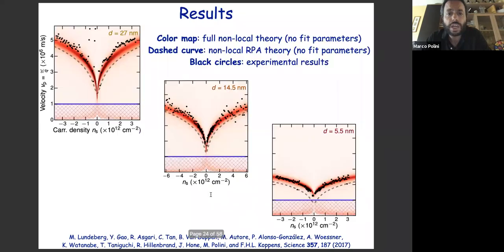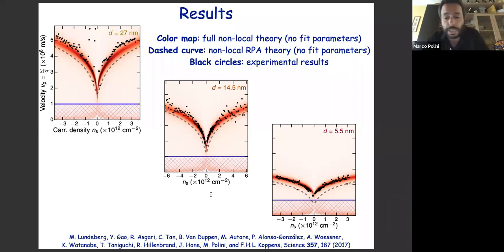Okay, and just to see how important non-local effects are in a simple graphene layer, in particular when the nearby gates are at 5, let's say, nanometers away from graphene, you can look at these plots where the black circles are, of course, experimental data, and the color-coded map is the full theory, including non-local effects, while the simple local RPA, namely the approximation in which you use just the local conductivity sigma of omega, performs very poorly.